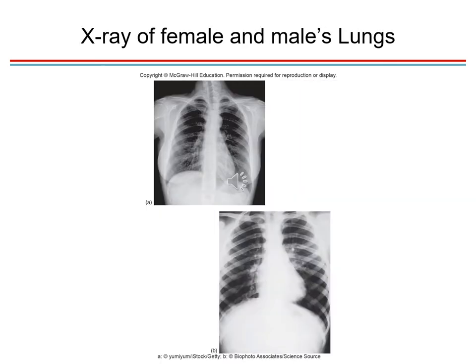These two x-rays represent an x-ray from a female or a male patient. In the superior one, you have a female patient, where clearly the capacity of the lungs is a little smaller than the male. And it's one of the characteristics that is pretty much a pattern between sexes, where males have larger capacities of air in the lungs than females.